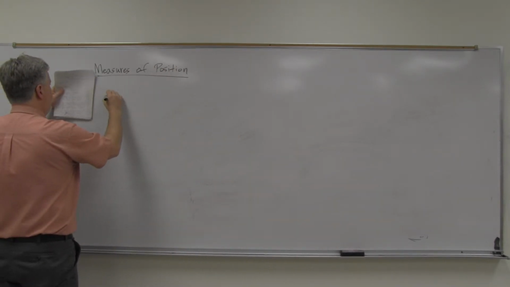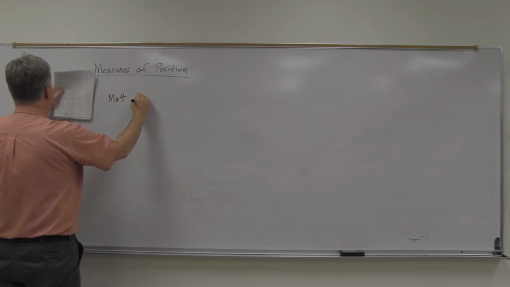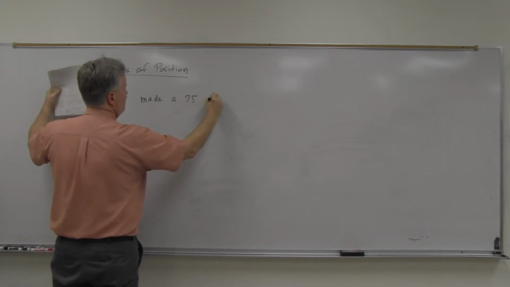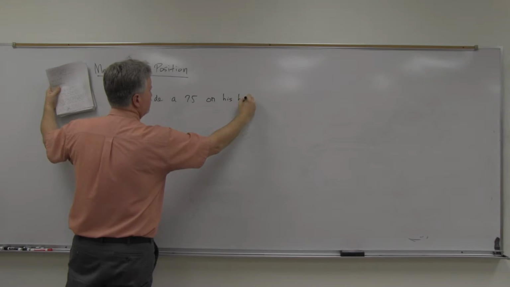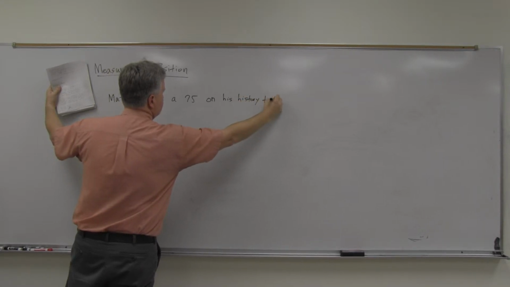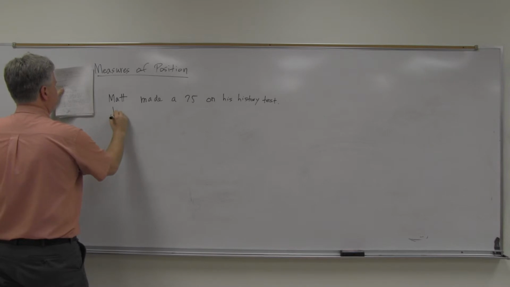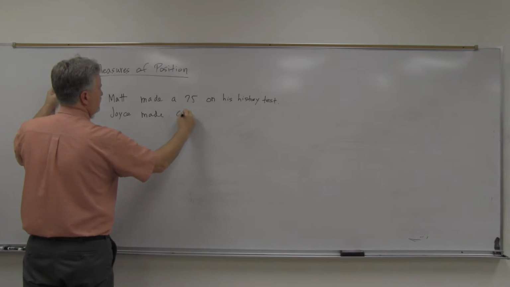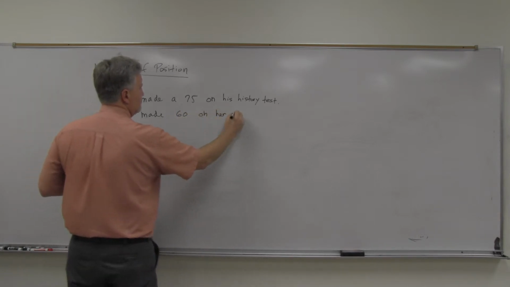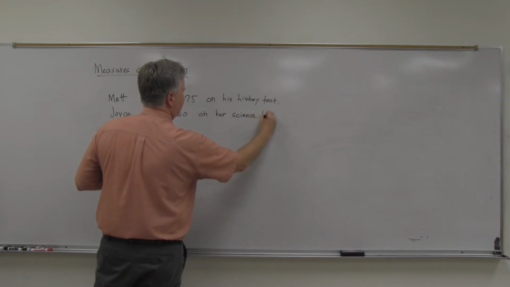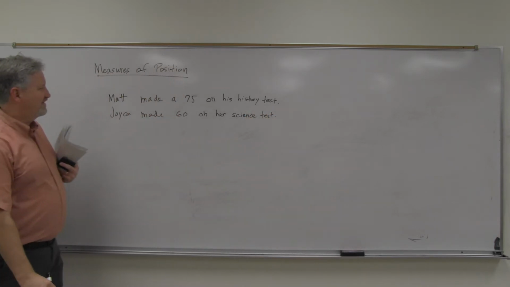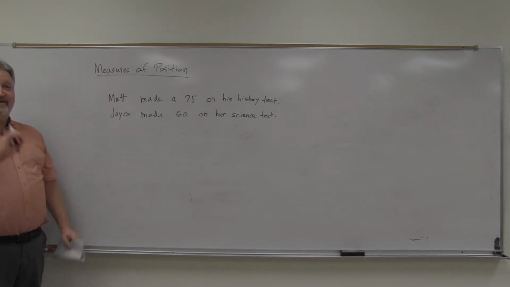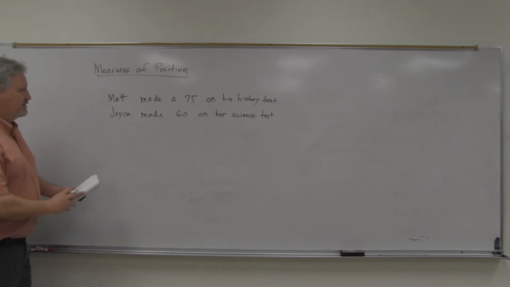Okay, so let's say we've got Matt. Matt made a 75 on his history test. Joyce made 60 on her science test. So they got to comparing here. And it looks like Matt made a higher score, but did he really make higher? So here's what else we know.